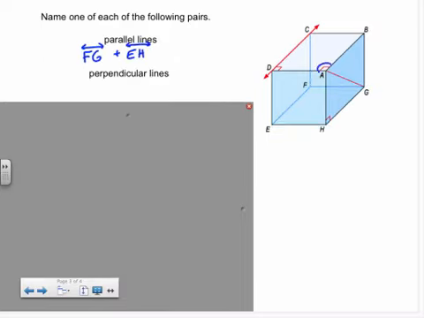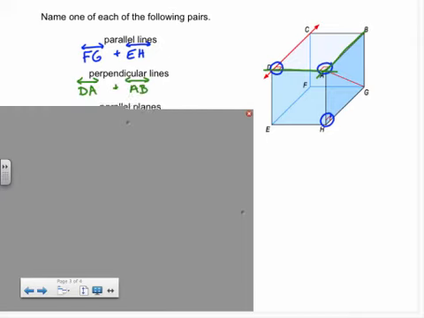Next we have to find perpendicular lines. Perpendicular lines, remember, are marked with that right angle bracket, and I have 3 of those markings in this diagram, so I just need to pick a pair of lines that meets at that marking. So if I work with this one on the top right, I'm going to use line AB and line AD.